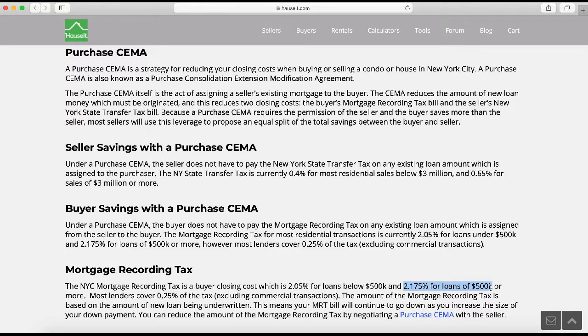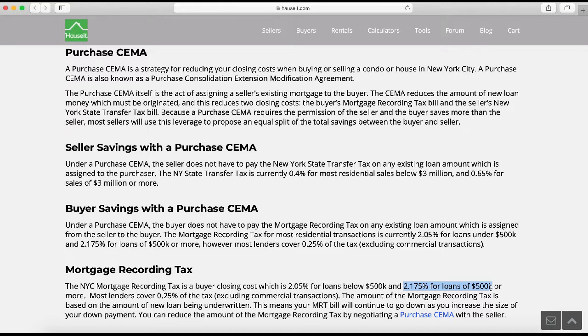Think about it this way. If you're buying a $1 million condo, you're financing 80%, you would essentially have to pay around 2% on $800,000. So by way of basic math, that is a huge amount of money. That's $16,000, give or take. So you can already probably tell that the Purchase CEMA strategy is primarily benefiting buyers. Buyers are unequivocally saving the most money using this strategy.